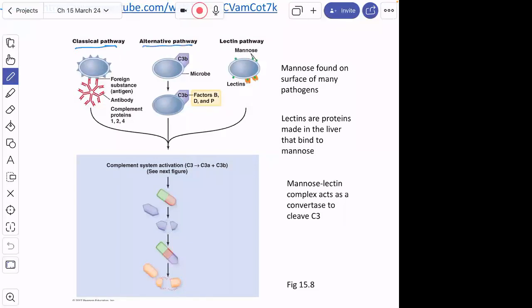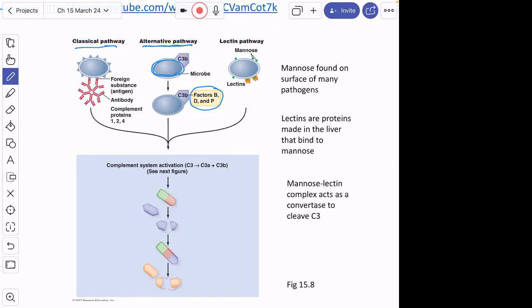The alternative pathway, that's the one where I said that the C3 is just constantly splitting naturally. If it's in the neighborhood of some pathogen, there's certain receptors that it has to recognize on a pathogen, or certain kind of amino acids, I believe. If so, the C3b will bind, and if it's in the neighborhood of some other protein factors that we're not really going to worry about, then that can activate the cascade.